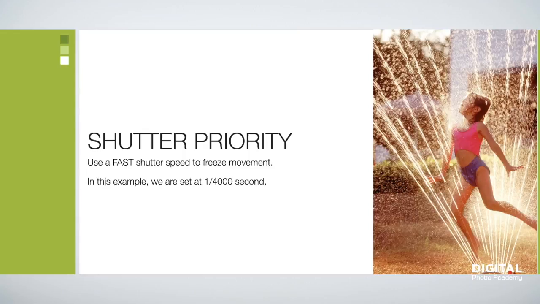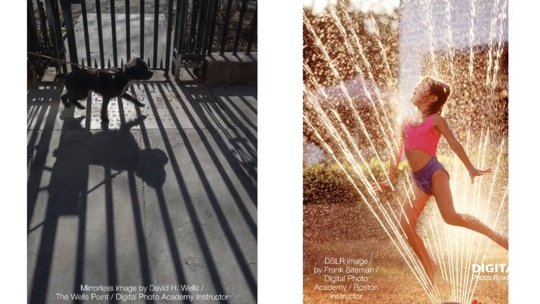So for example, to reiterate, if you're going to be using shutter priority, where you pick a fast shutter speed to freeze the motion, you might use something as high as a 4,000th of a second, which is what you're seeing here in this picture by Frank Siteman. On the left is a photograph of mine, which was made with a mirrorless camera, as compared to Frank's, which was made with a DSLR.